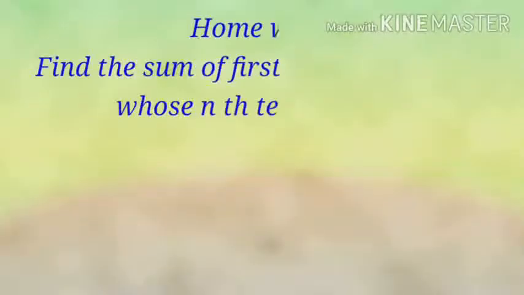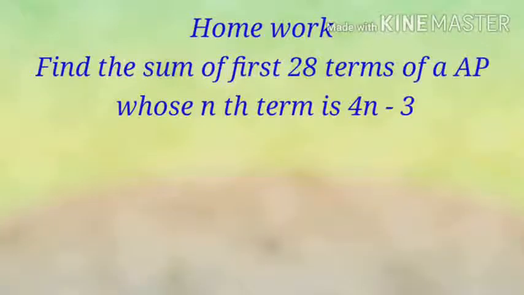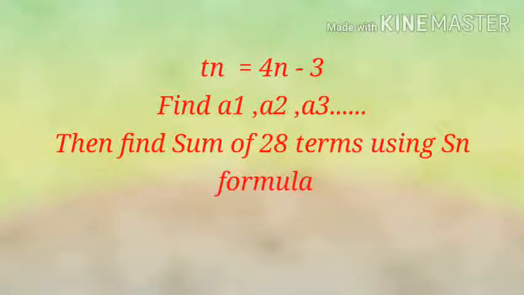Here we have a problem for homework. Find the sum of first 28 terms of an AP whose nth term is 4n minus 3. So use Tn is equal to 4n minus 3. Find A1, A2, A3, etc. Then find the sum of the 28 terms using the Sn formula.